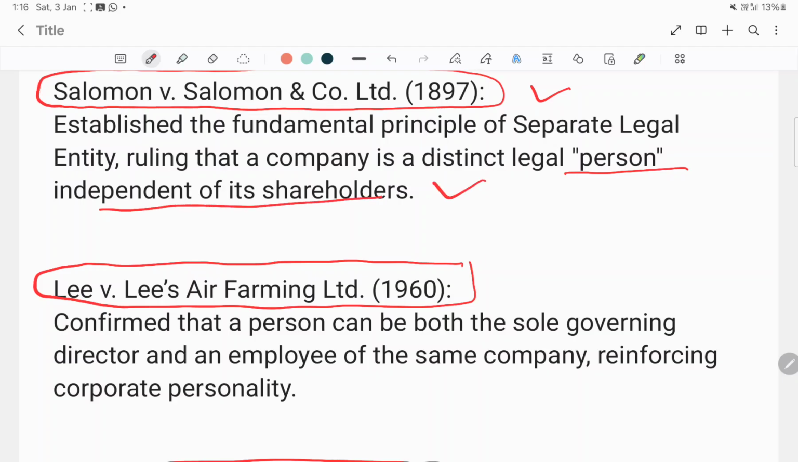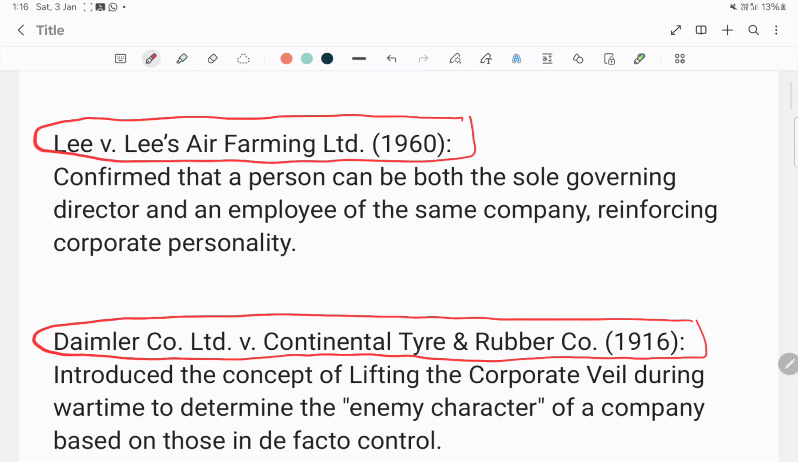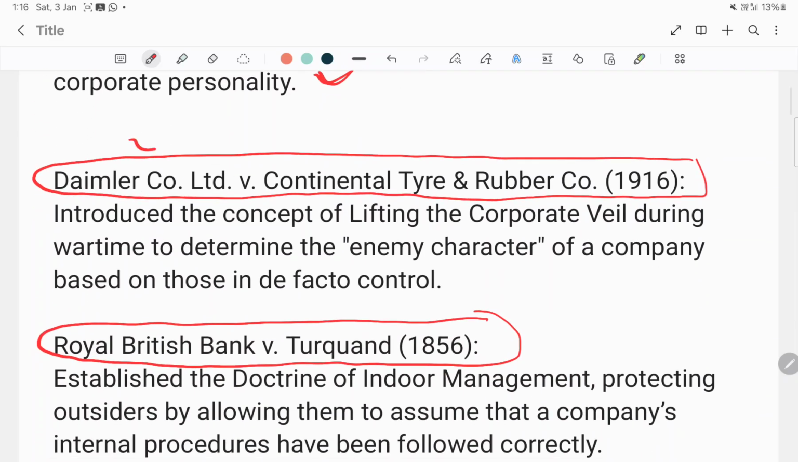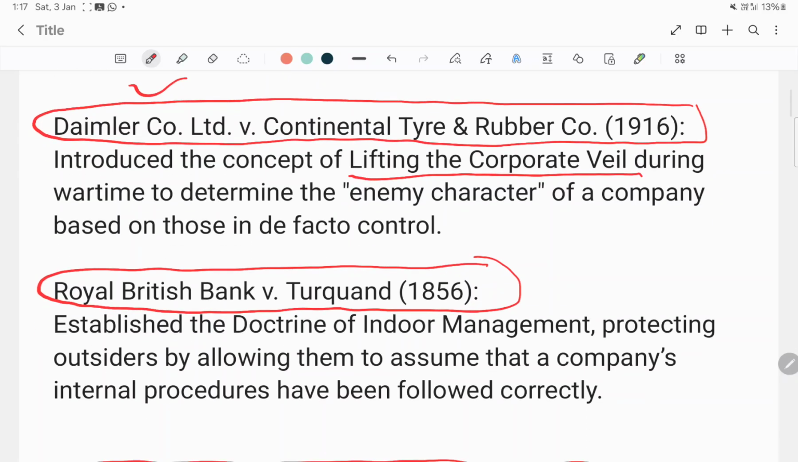Thereafter, Lee versus Lee's Air Farming Limited, 1960, says that a person can be both a sole governing director and an employee of the same company, reinforcing corporate personality. Thereafter, we have to do Daimler Company Limited versus Continental Tyre and Rubber Company. It introduced the concept of lifting the corporate veil during wartime to determine the enemy character of the company based on those in de facto control.